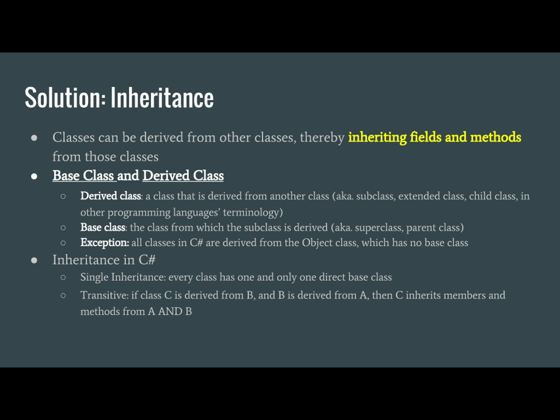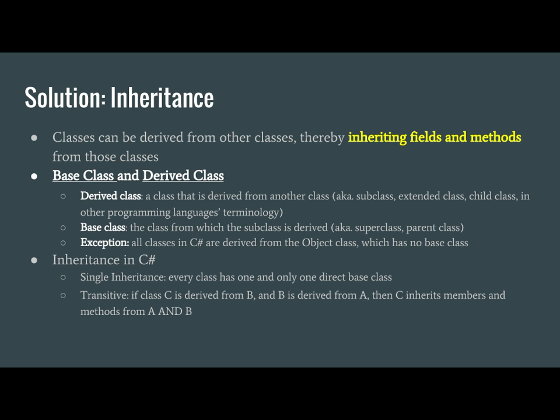So in inheritance, in order to have inheritance, we need to have two classes. One is called the base class, and the other one is called the derived class. The base class is where we inherit from, and the derived class is what we get. Derived classes are also called subclass, extended class, or child class in other programming language terminologies, but in C# we call it derived class. The base class is more often called the superclass, which is where we inherit from.